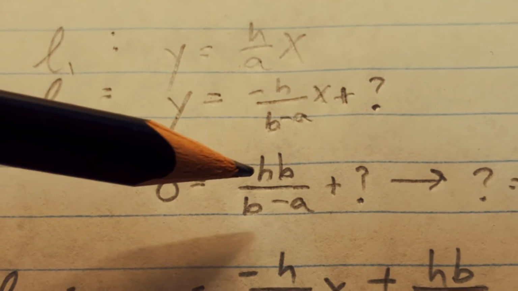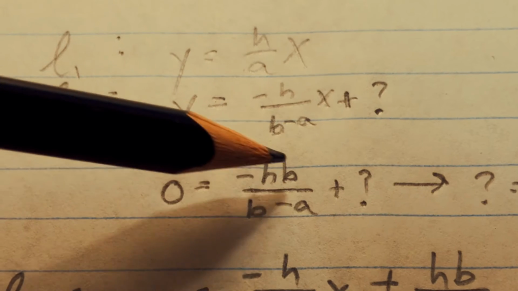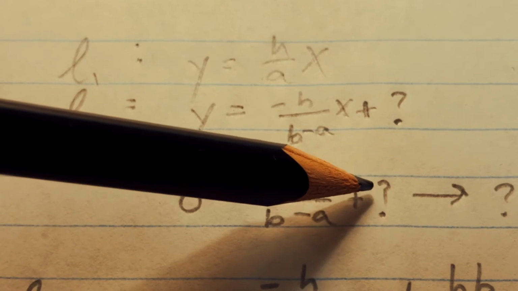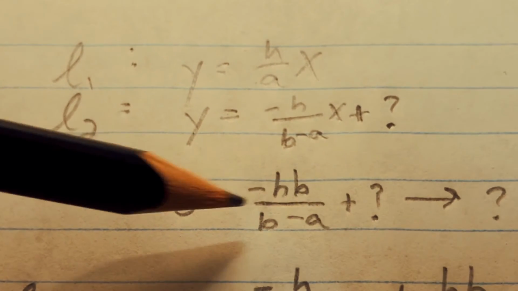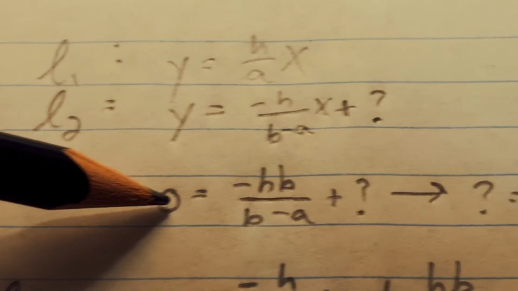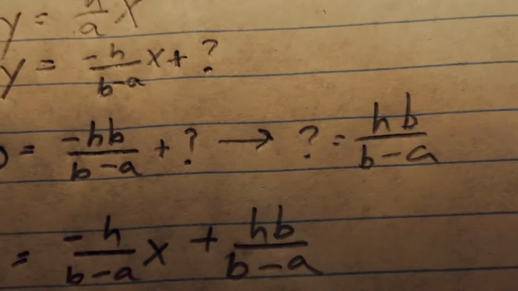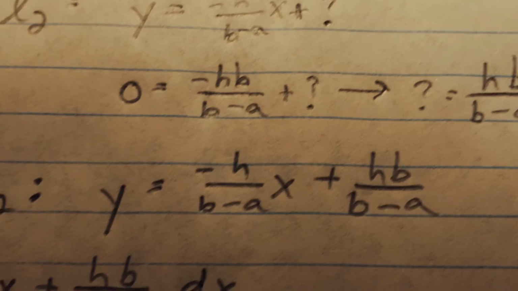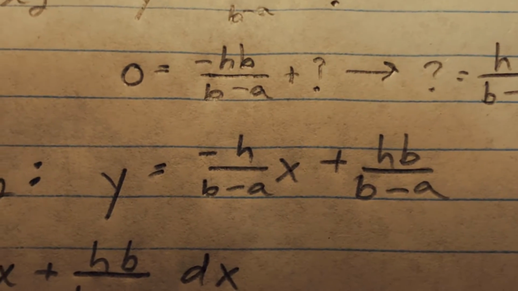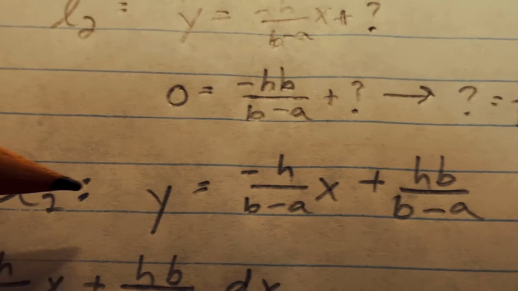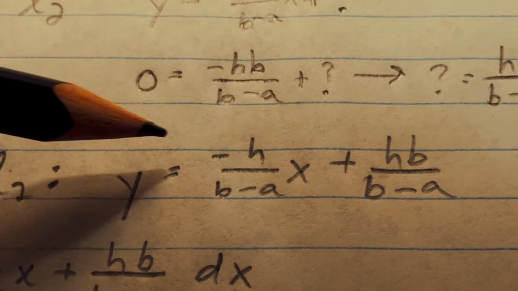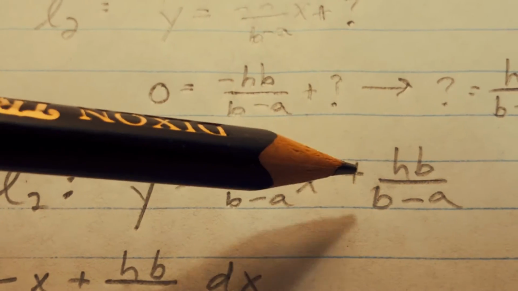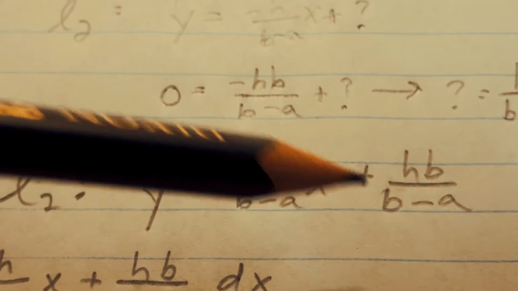Here is how we find it. HB over B minus A is a number. Here's the negative. I need the same number but positive if I hope to make a 0. Therefore, the mystery intercept is HB over B minus A. That means that my line 2 has the equation y equals negative Hx over B minus A plus HB over B minus A.